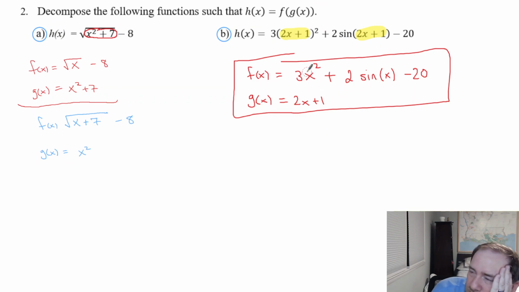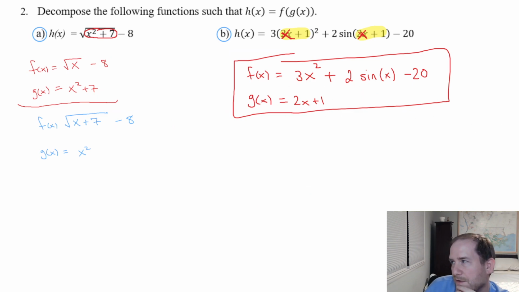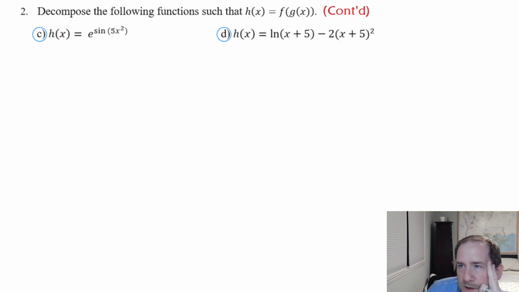Is there another way to do it? I don't think so. Well, yeah, there is. G of x could just be the 2x. And then you'd make this x and make this x. And then the 2x's would slide in there. So yeah, there is another way to break that down, but beyond that, I don't think there's much. So I'm going to leave that alone. We're going to move on. All right, this one.